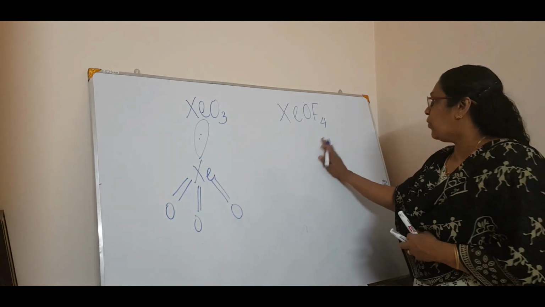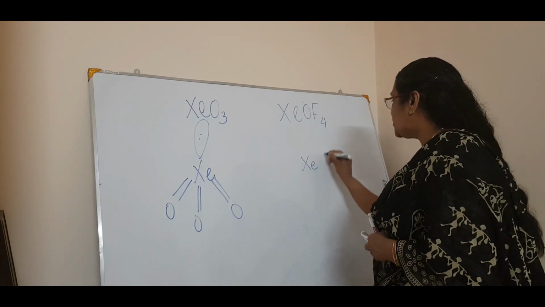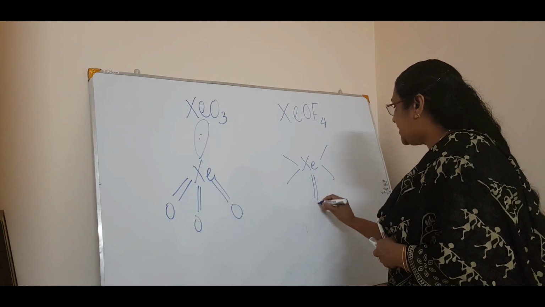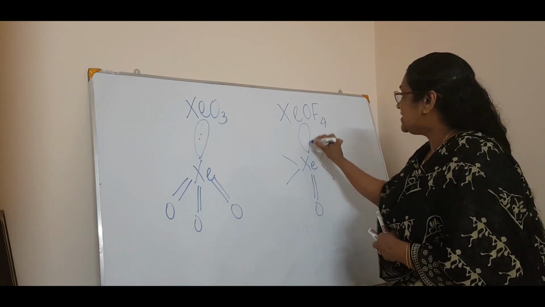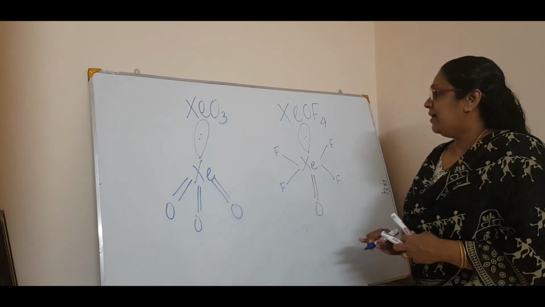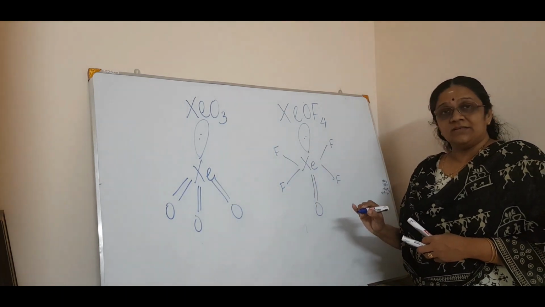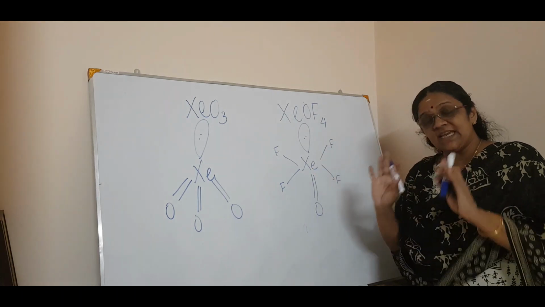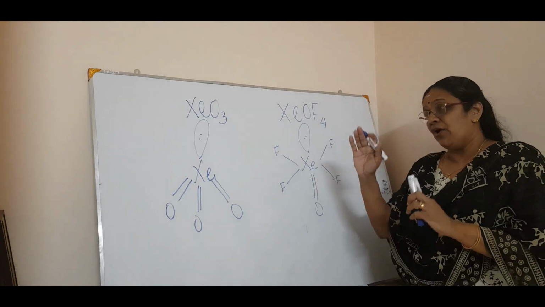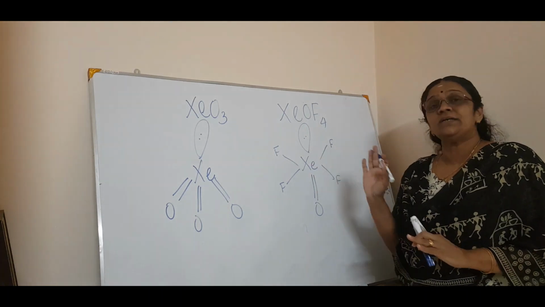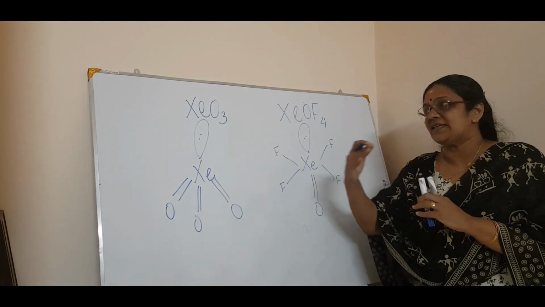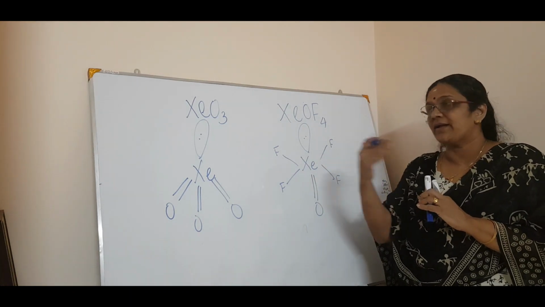Okay. Now in XeOF4, listen, XeOF4 also has 1, 2, 3, 4 fluorines and 1 oxygen, and 1 lone pair. So it is very important to remember that we have studied 3 plus 2, 5 structures of xenon. In all the structures there is at least 1 lone pair of electrons. Then you can connect how many lone pairs of electrons are there in each structure. That is how you connect all these structures.